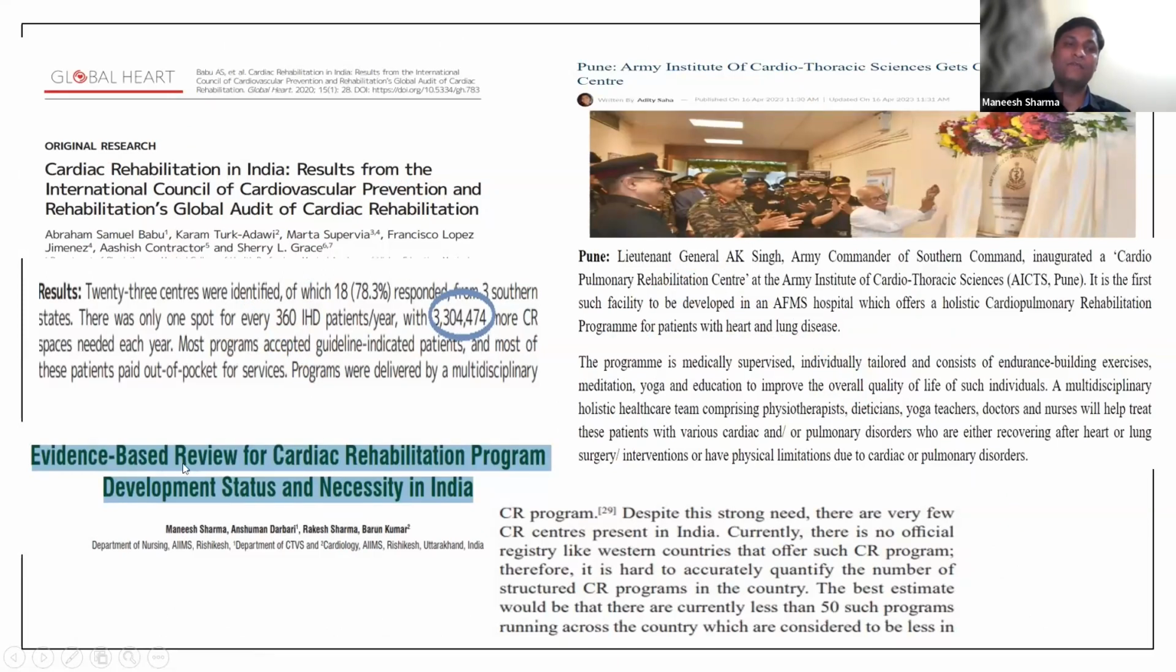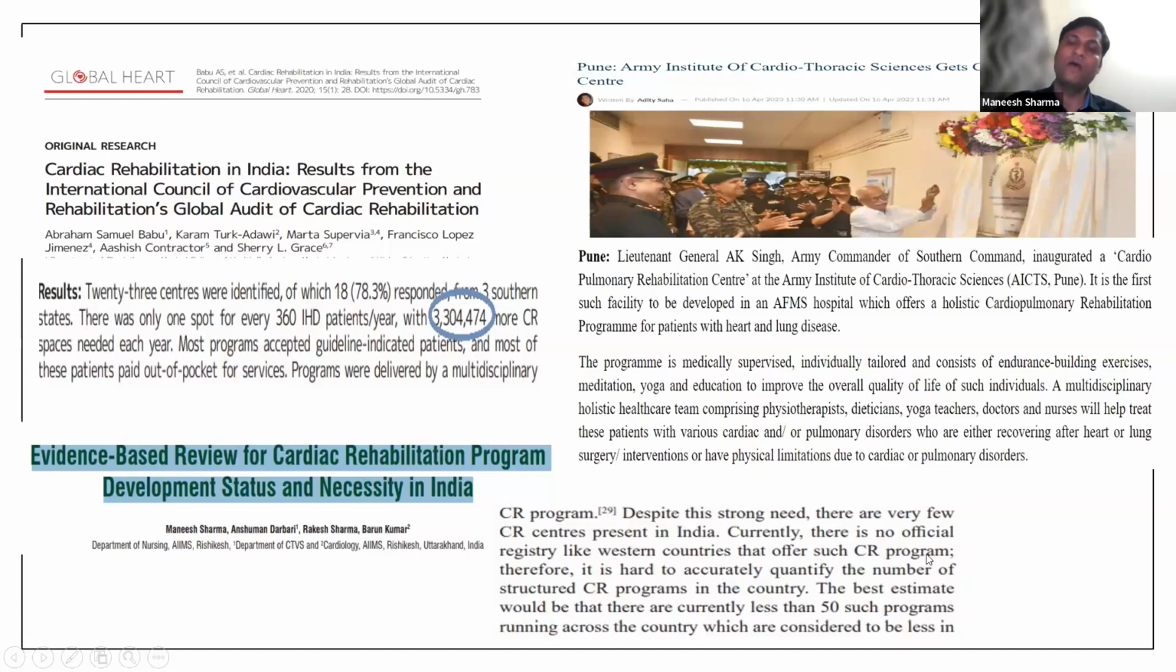Then an evidence-based review was also carried out by me and Dr. Barun and of course Dr. Anshuman Darbari, where we found that despite the strong need of cardiac rehabilitation in our country, there is no official registry like Western countries that offer cardiac rehabilitation programs.